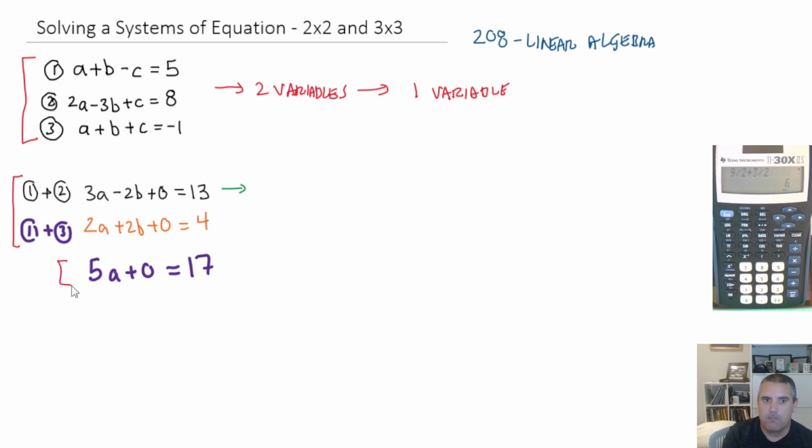And we've done it. We're down to 1 variable. We solve that. We get a is 17 over 5.